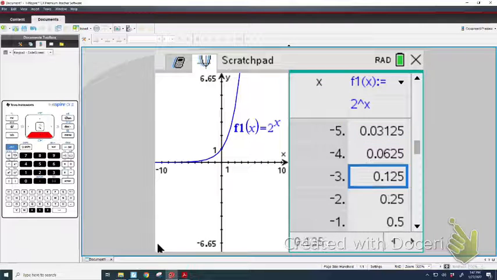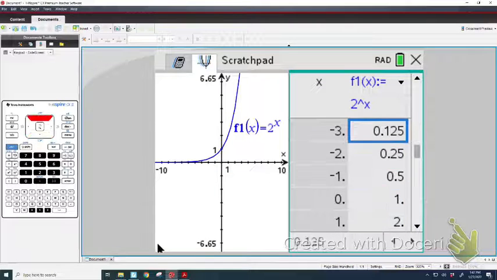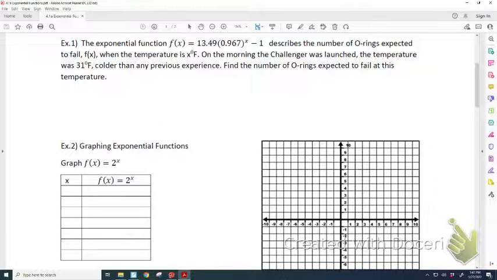So many choices of what you decide to plot. So 0.125, 0.25, 0.5, and the rest we can do in our head. Let's go back. So we have 0.125, 0.25, 0.5. All right, these we can do in our head.